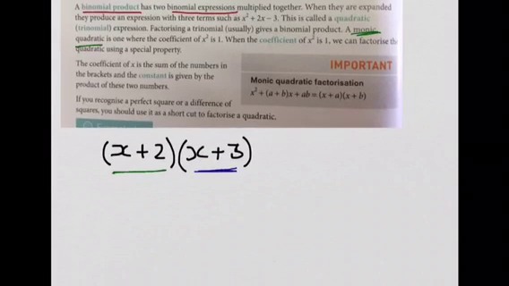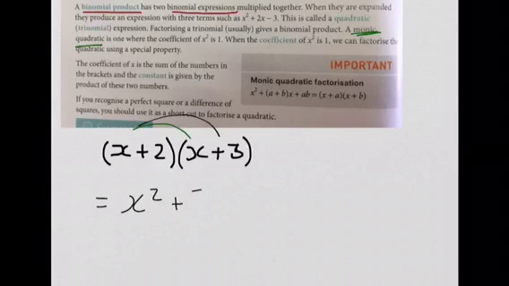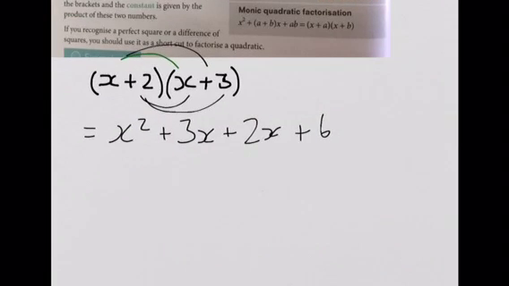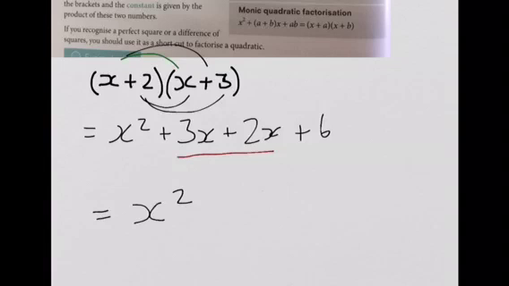So let's expand our binomial product out here. If we multiply x by x, we get x squared, and then multiply x by 3, plus 3x, and 2 by x, plus 2x, and 2 by 3, plus 6. And we've got like terms here, so we'll collect the like terms. x squared plus 5x plus 6.